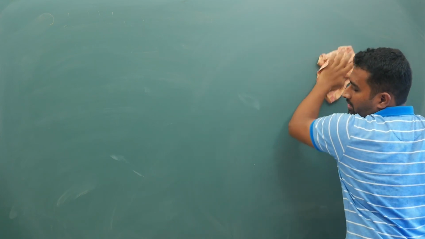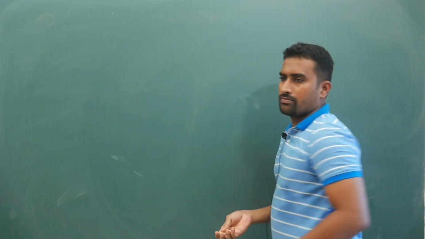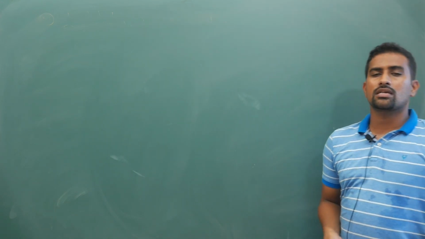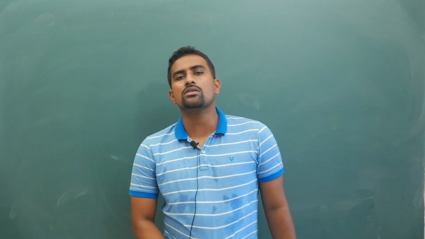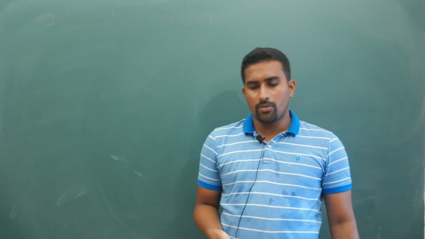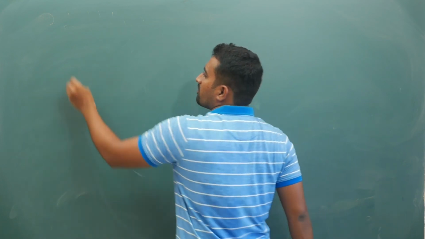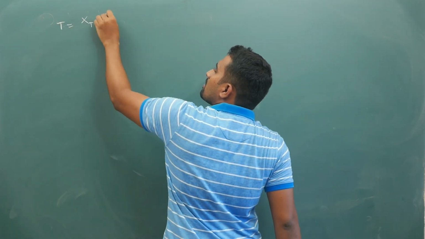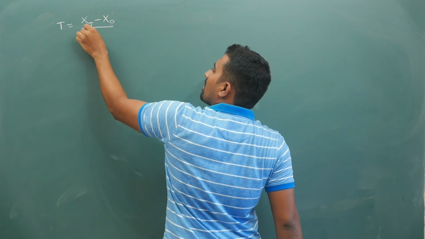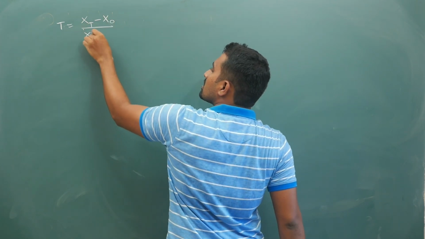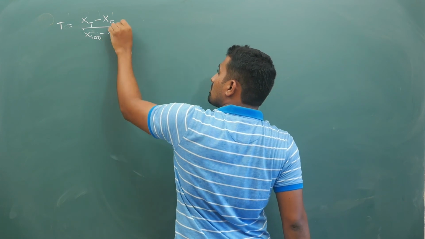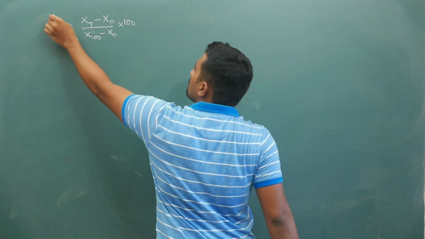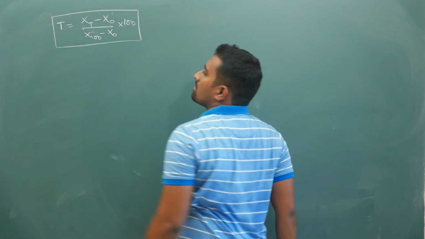Next important point is, what we are actually studying is your old thermometry. Old thermometry in the sense, for measurement of temperature, what you are doing is T is equal to xt minus x0 by x at 100 minus x at 0, into 100. Now this is your old thermometry.